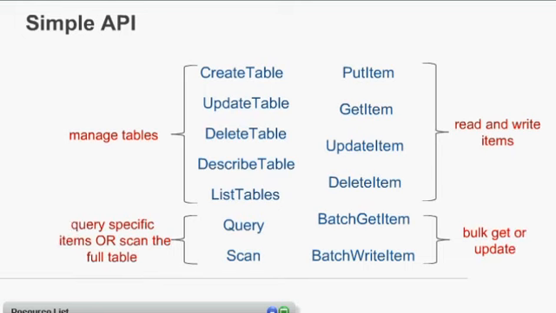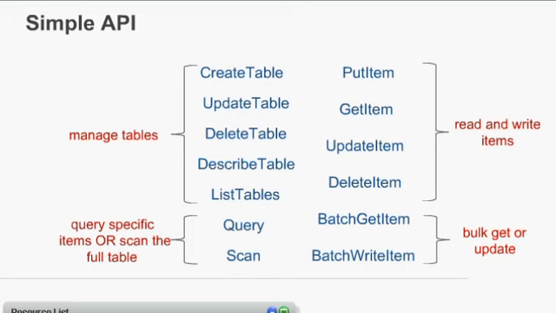So let's take a quick look at DynamoDB's simple API. This is the entirety of the DynamoDB API. It's here all in one slide. You can see it breaks down roughly into four different areas. We have a collection of API calls to manage the tables of DynamoDB. So create table, update table, delete table, describe table, and list tables, which do pretty much what you would expect them to.